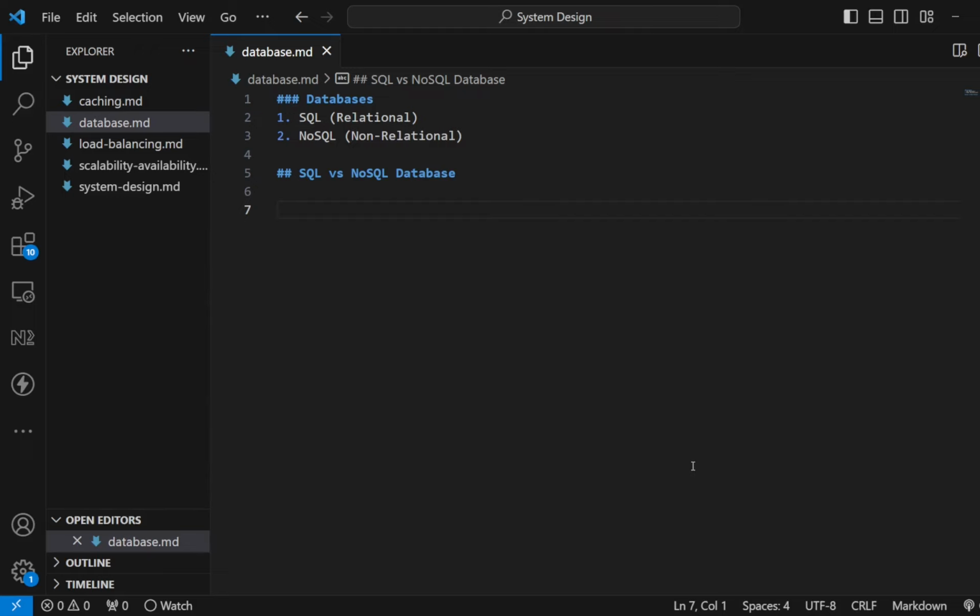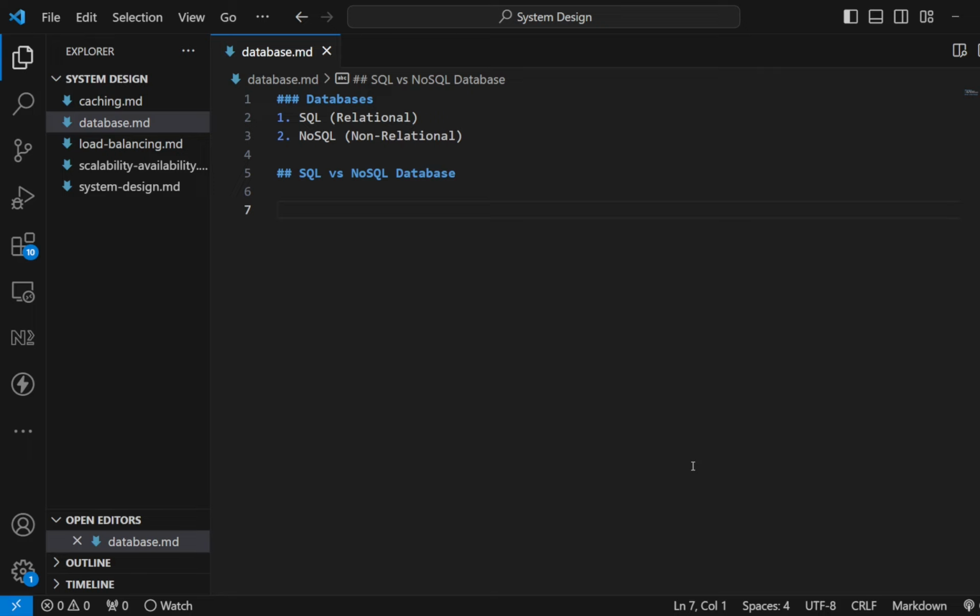Hi everyone, let's discuss databases. So we have SQL and NoSQL databases. Databases are of two types: one is SQL and the second one is NoSQL. So what are SQL databases? These are also called relational databases. And NoSQL means non-relational databases. Okay, so let's see the difference between these two. We will discuss SQL versus NoSQL databases.